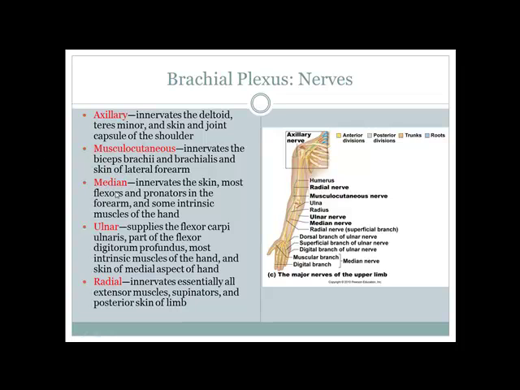Median nerve is going to do your flexors and the pronators in the forearm, and some of the intrinsic muscles in the hand. Your ulnar nerve is going to do your flexor carpi ulnaris and part of the flexor digitorum profundus. It's also going to help out with intrinsic muscles of the hand. And then finally, your radial nerve is going to do basically all your extensors and supinating muscles. So it'll be like the back of the arm.